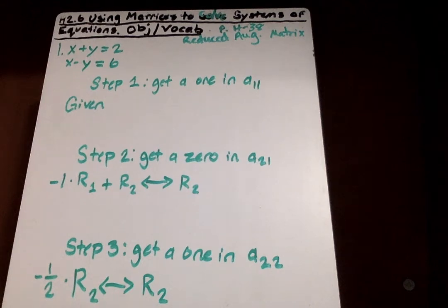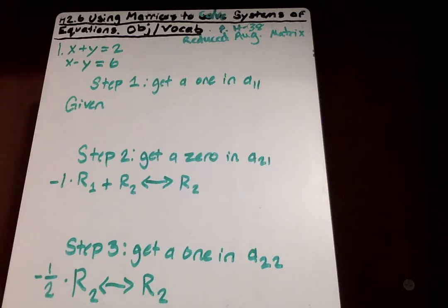Hello students, today we will be going over H2.6, using matrices to solve systems of equations. Our objective: I can solve systems of linear equations using matrix row reduction, including identifying special cases. Solving an augmented matrix is similar to solving a system of equations using elimination.